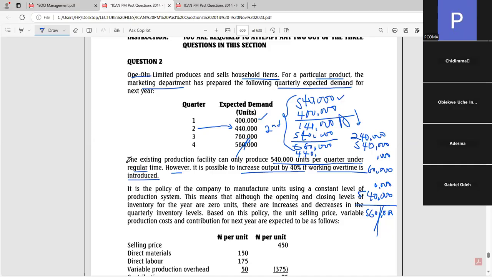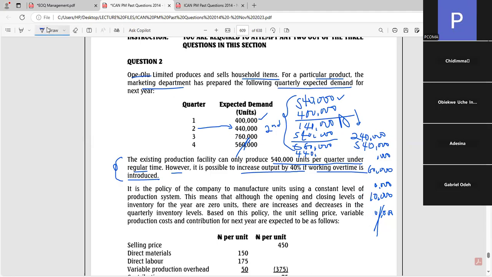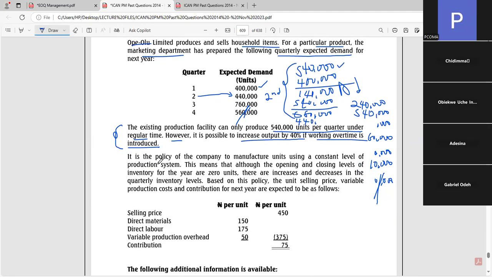Are we on the same page, please? Are we on the same page? Yes, sir. If you have water close to you, just sip the water, okay? We are not in a rush. Just sip the water. We'll move to the next one.